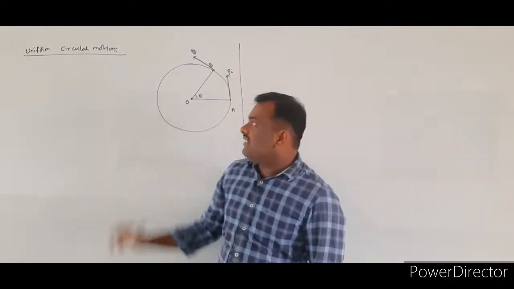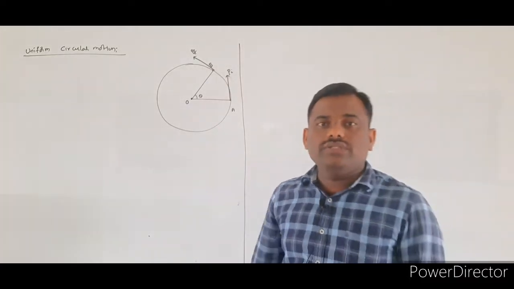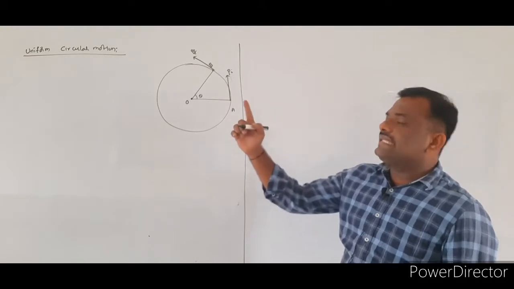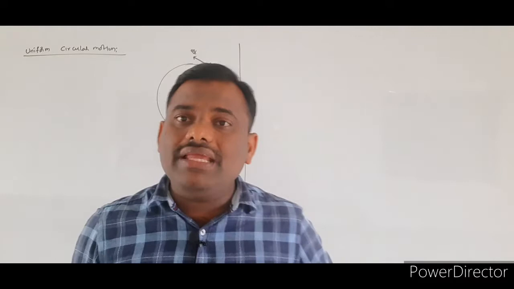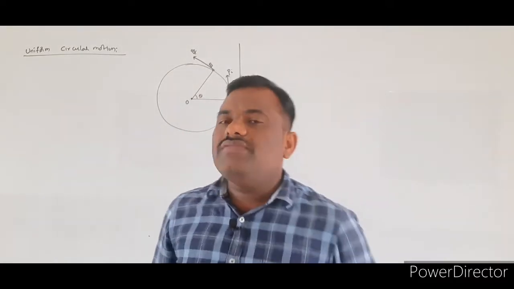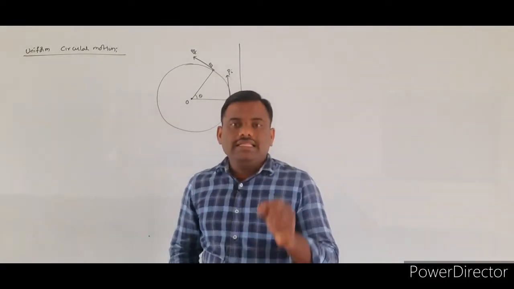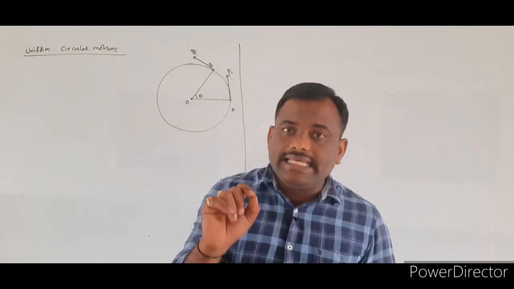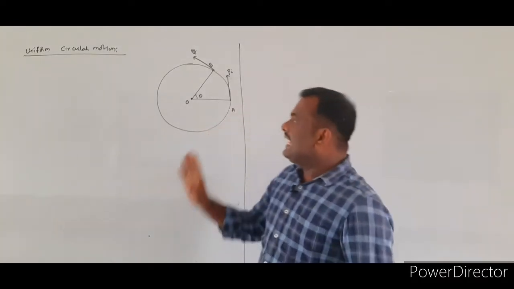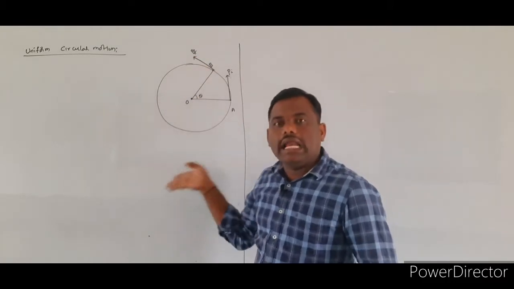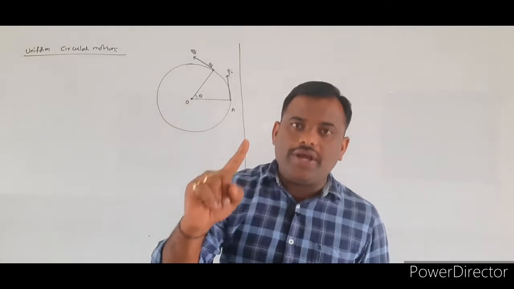Next concept is a very important one. We are going to calculate the change in momentum value in the case of uniform circular motion. What is the meaning of uniform circular motion? If any object is revolving in uniform circular motion, the magnitude of the velocity is constant. The magnitude of velocity will be constant at each and every point along the circular path. Only its direction will change from point to point.